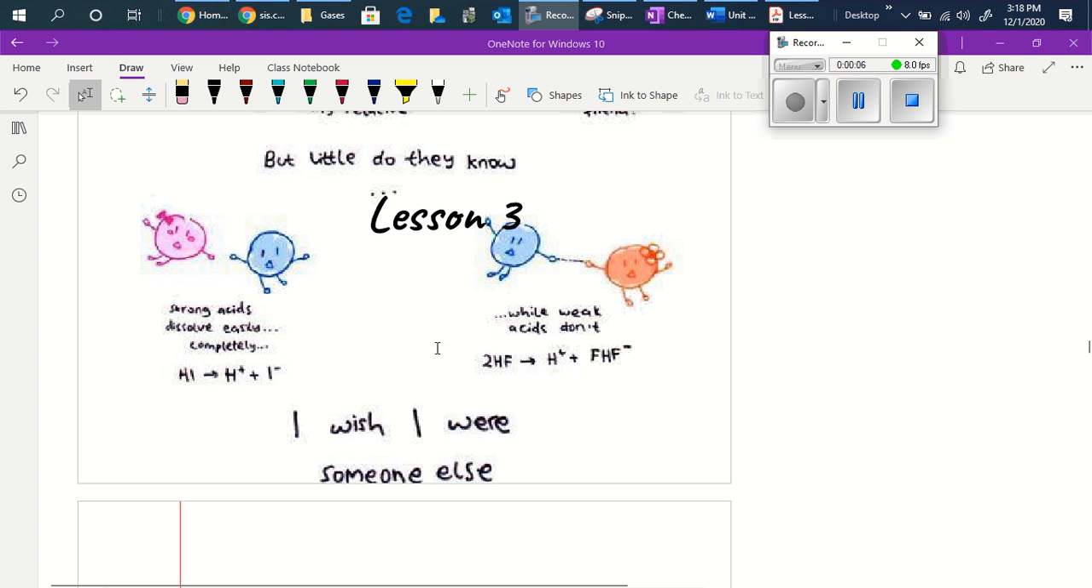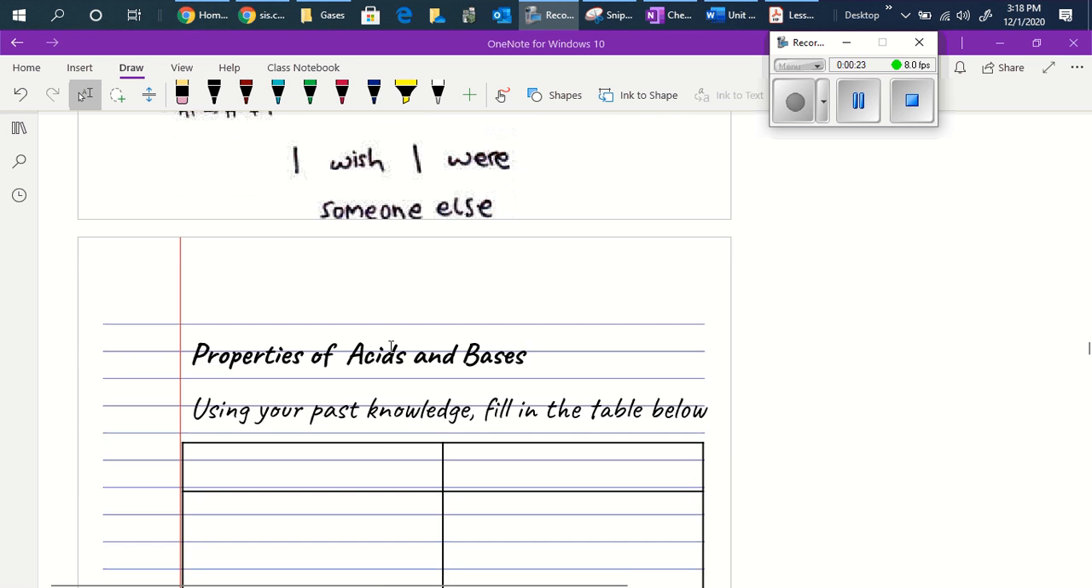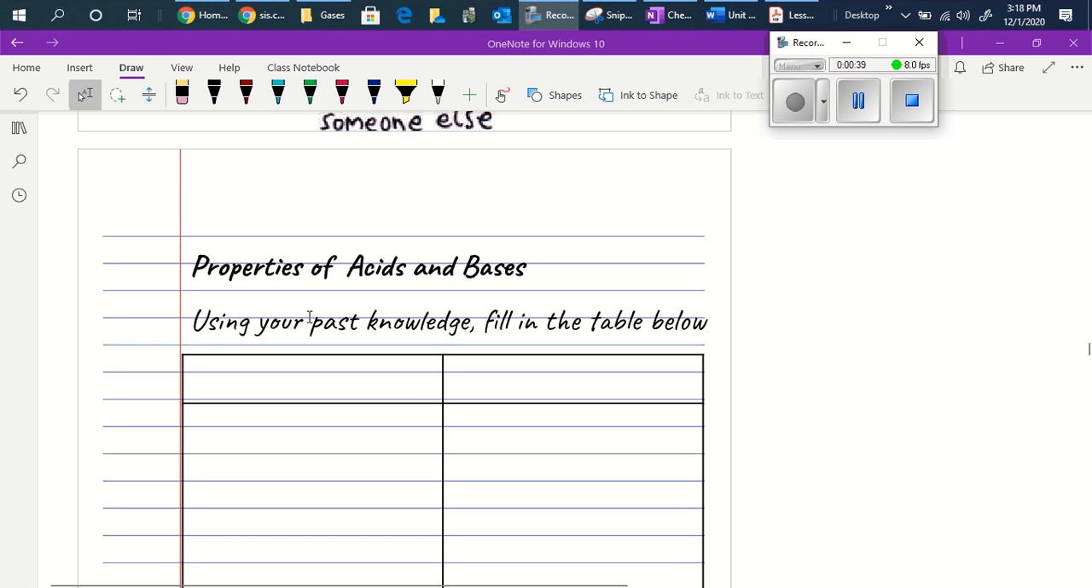Okay, so this is the first lesson on acids and bases. We ended solutions with a quiz, and now we will start with acids and bases, which is the second part of this unit. The very first thing we will talk about is the properties of acids. In this lesson, we'll talk about properties of acids and properties of bases, and then we will move to what is the hydronium ion.